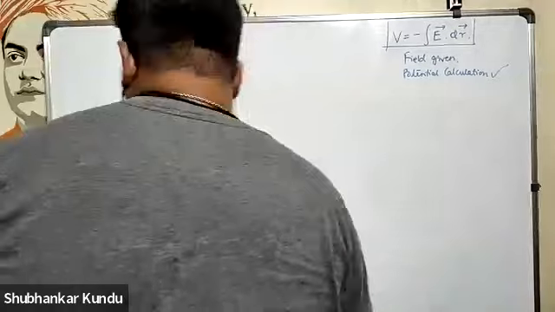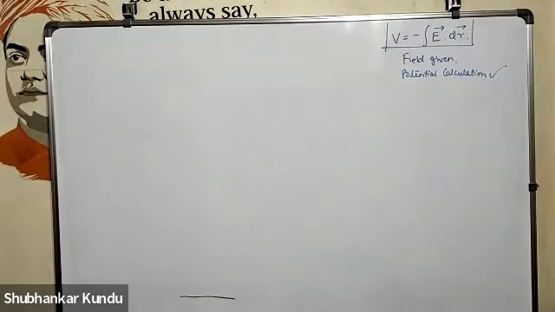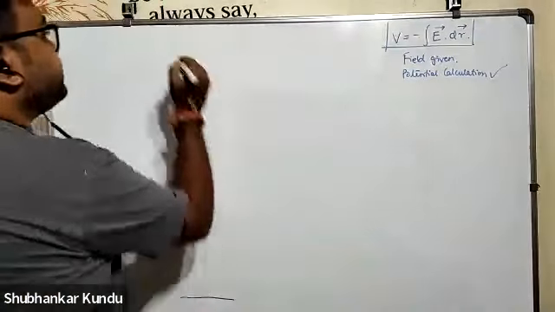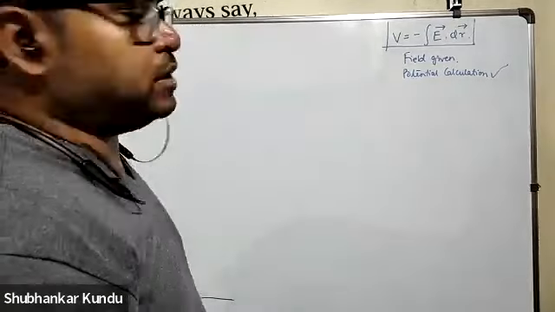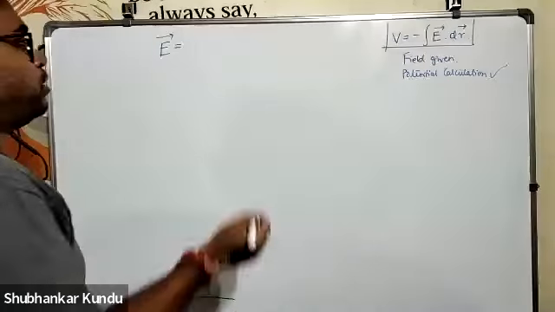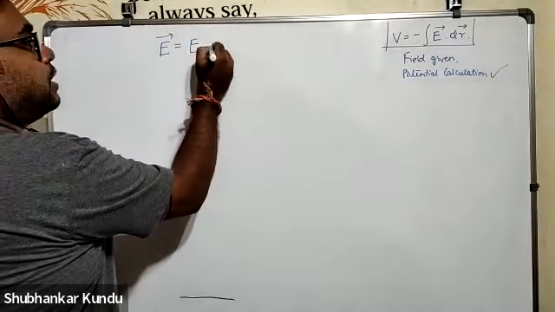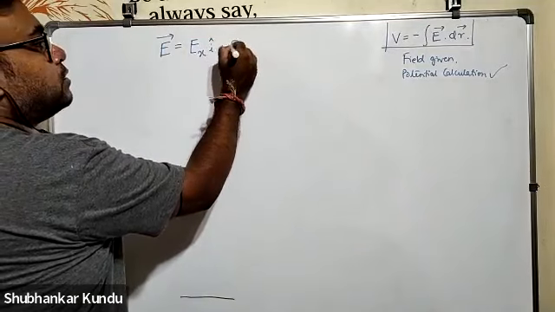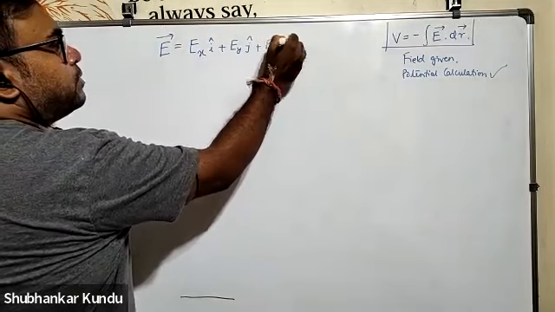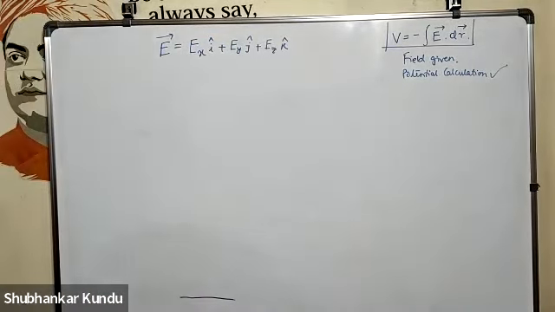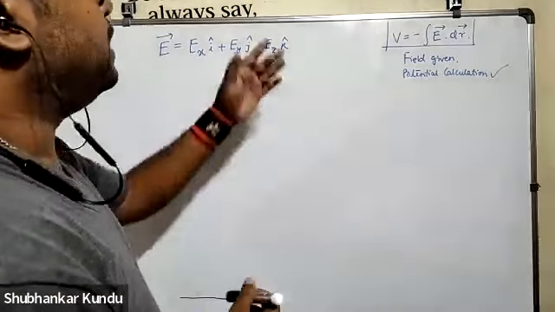Let us now understand, if V is given, how to calculate E. What is E? E is electric field. E is electric field vector. It can be in all the three directions. If I want to write it in the component form, in the vector form, what it will be? E x i cap plus E y j cap plus E z k cap. We want to write E in all these three directions in the vector form. E is equal to Ex i cap plus Ey j cap plus Ez k cap.